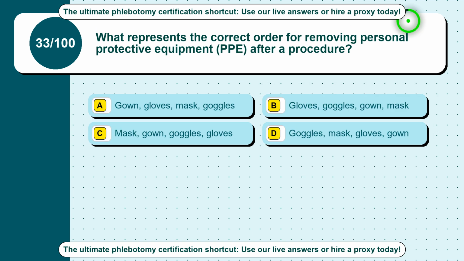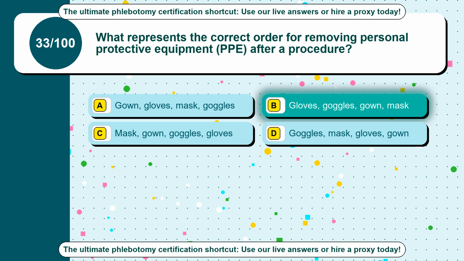Question 33. What represents the correct order for removing personal protective equipment, PPE, after a procedure? Option A. Gown, gloves, mask, goggles. Option B. Gloves, goggles, gown, mask. Option C. Mask, gown, goggles, gloves. Option D. Goggles, mask, gloves, gown. The correct answer is option B.